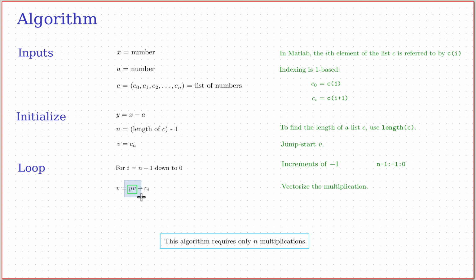Also, when you're doing this, don't forget to vectorize the multiplication here. We're going to be multiplying a y value times a v value. We'd like to handle the situation when y and v are both vectors of separate values, right? When you have a whole list of values of x and a whole list of values of p of x, you'd like the multiplication to work right here. So put a dot in front of the star when you do the multiplication here.